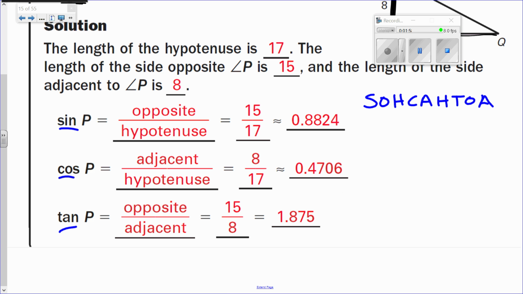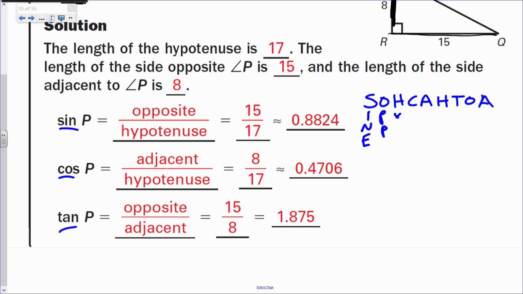Now, what does SOHCAHTOA mean? Well, every letter stands for one of the parts of the ratio. This means sine is opposite. I'm going to put OPP over hypotenuse, HYP. And look, you see it right here. Look at sine is opposite over hypotenuse. That's what SOH means.